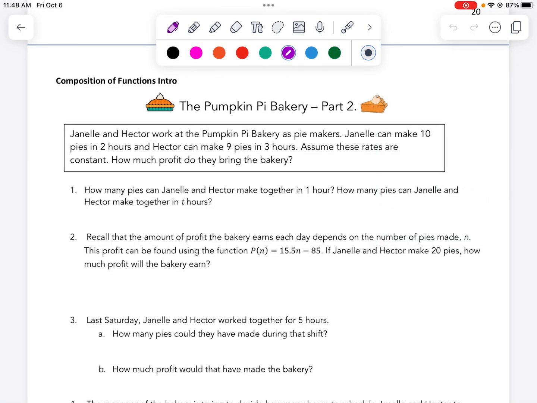The Pumpkin Pie Bakery Part 2. So in class, we'll talk about the pumpkin pie problem that we looked at yesterday, and we're going to add more to it. Janelle and Hector work at the Pumpkin Pie Bakery as pie makers.